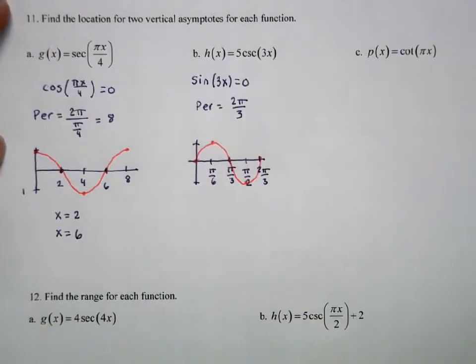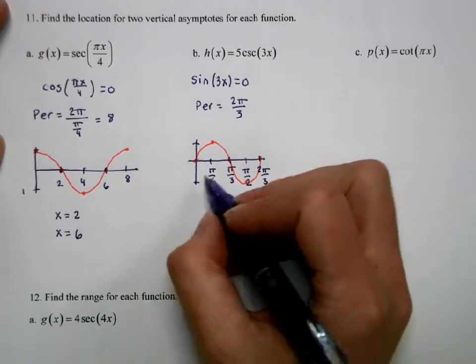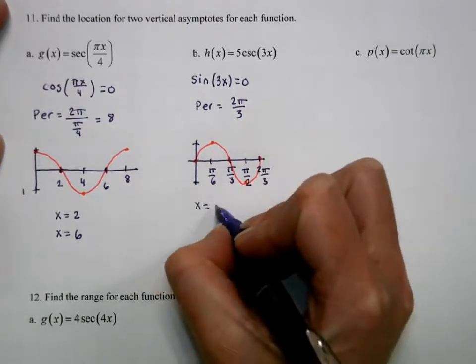There's obviously an infinite number of answers to these questions because the sine and cosine curves keep going. But I can say x equals 0 and x equals pi over 3. You could even throw 2 pi over 3 in there.